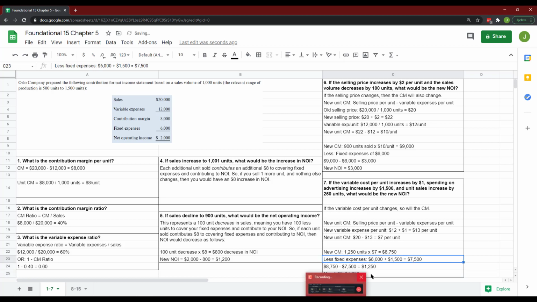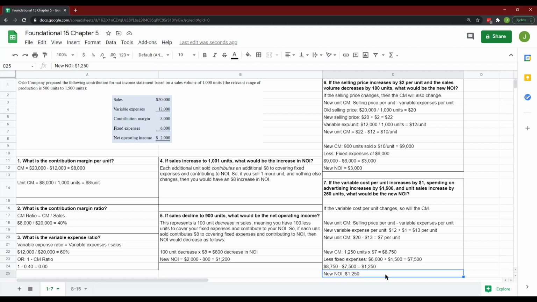What was it before? So we have a net operating income of $1,250 when we increase variable expenses per unit, increase our fixed expenses, and as a result of that, increase sales by 250 units. Well, before these changes, our net operating income was $2,000 when you're selling 1,000 units. Now, even with sales going up, you have a net operating income of $1,250. So that net operating income fell by $750 in this case, right?